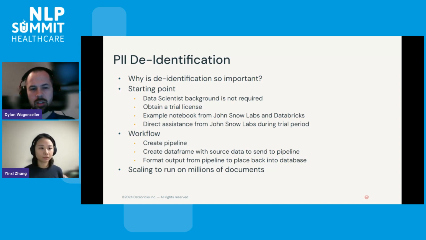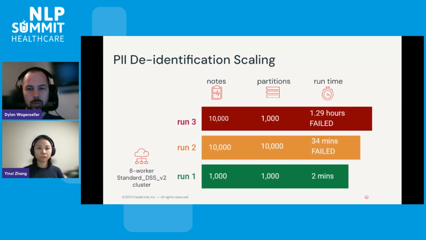The thing that took us the longest was figuring out how to scale on the millions of documents that we have. The data that we were sending to the pipeline wasn't partitioned. So the first big fix or catch was let's partition that data before actually sending it through the pipeline. So with 1,000 notes, 1,000 partitions, it took about 2 minutes.